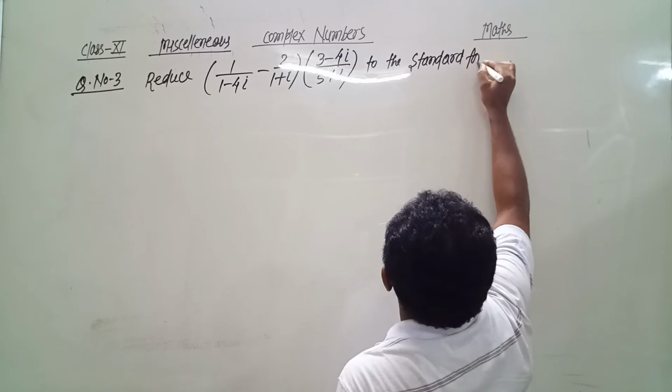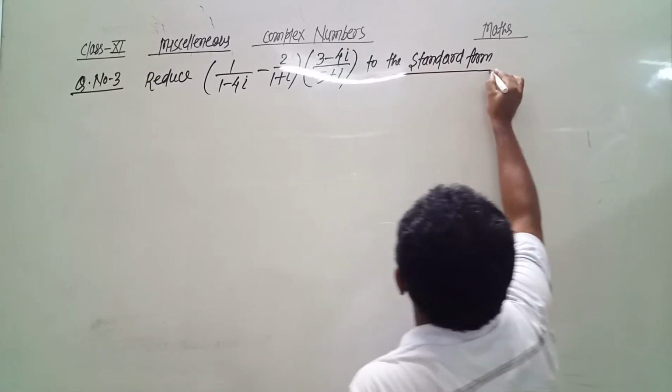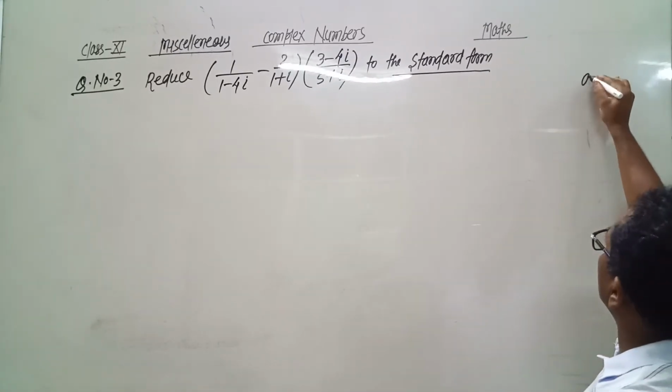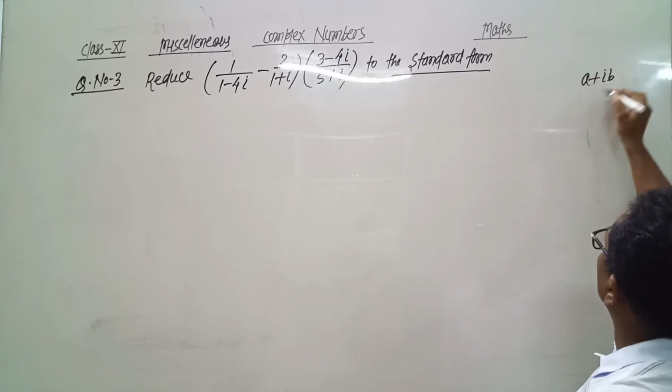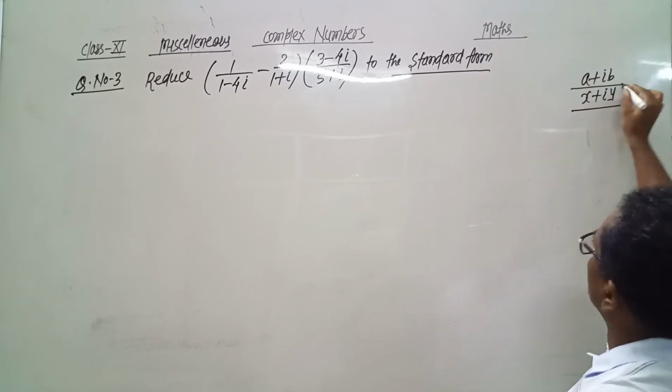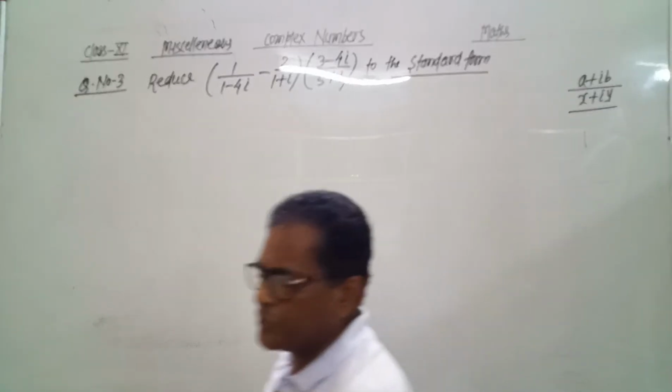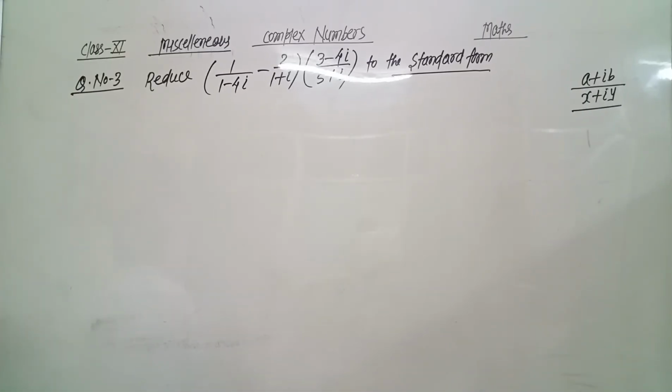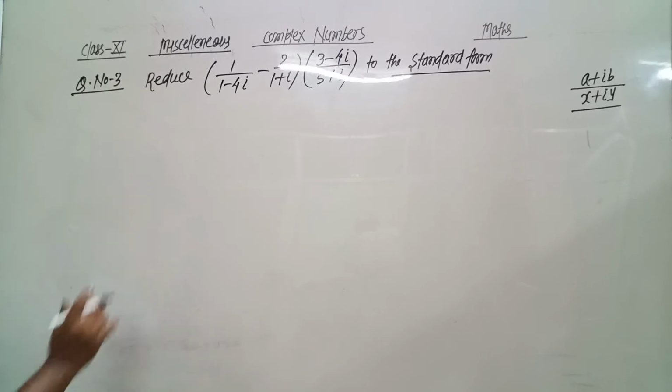So what is the standard form? The standard form is a plus iota b, x plus iota y. This is called a standard form. So we have to reduce this expression in the standard form.